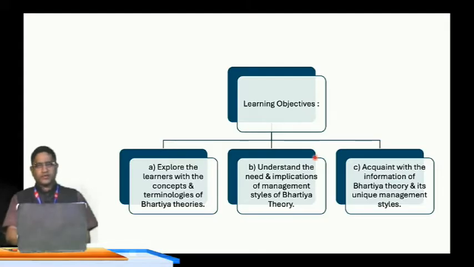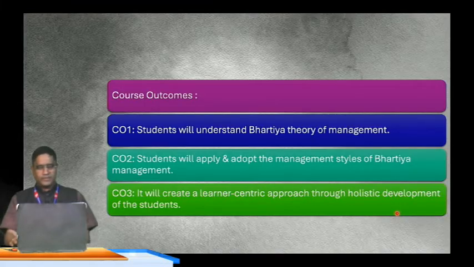The second objective of this course is understanding the need and the implication of the management styles of the Bhartiya theory. After learning the theory, the students will understand the styles and whether they should be applied in duty, in life, in practice, or in offices. So they will be acquainted with the information of the Bhartiya theory and its unique management style, so that the students will be aware of what is something new, what we Indians are learning, and the theories which have been proposed and accepted worldwide.